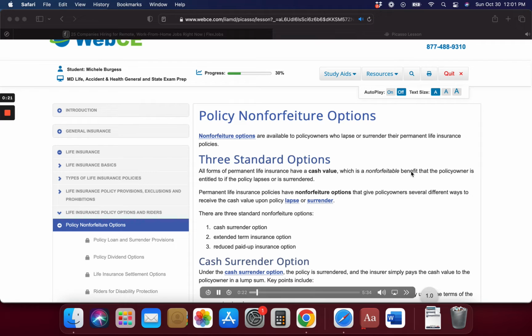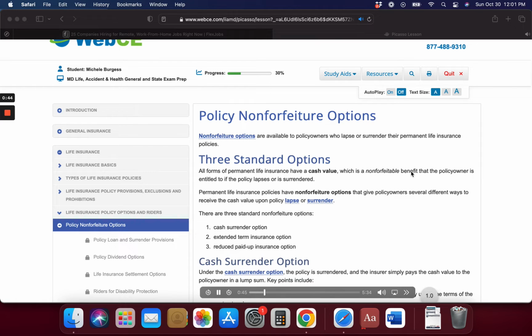Permanent life insurance policies have non-forfeiture options that give policy owners several different ways to receive the cash value upon policy lapse or surrender. There are 3 standard non-forfeiture options: cash surrender option, extended term insurance option, and reduced paid-up insurance option.